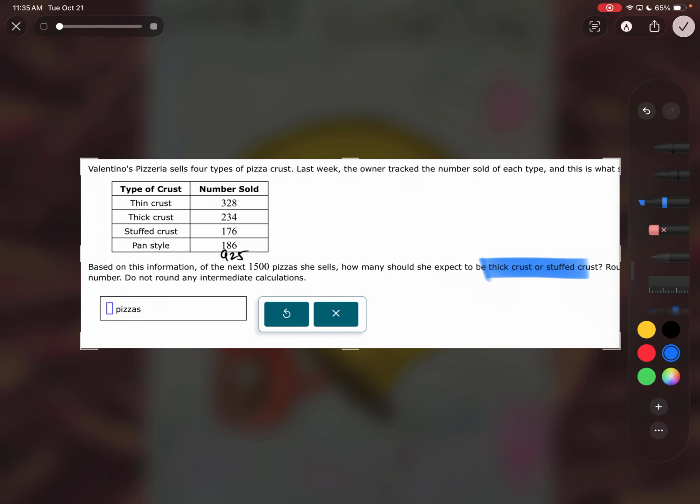It's thick and stuffed. I'm sorry, I keep saying thick and thin, but it's thick and stuffed. Thick and stuffed would be 234 plus 176. 234 plus 176 is 410. Okay. 410 divided by 925 is about 0.4432. So I know 44% of my pizzas are thick or stuffed crust, right?